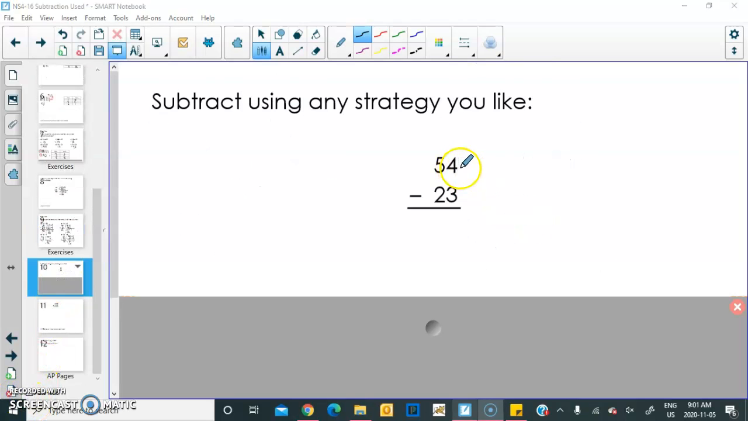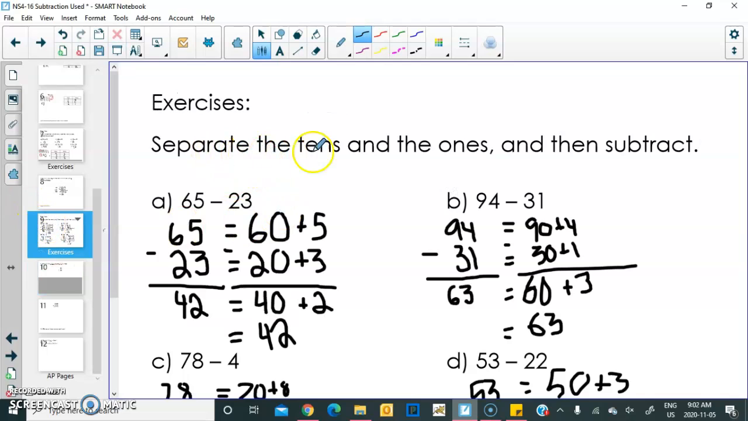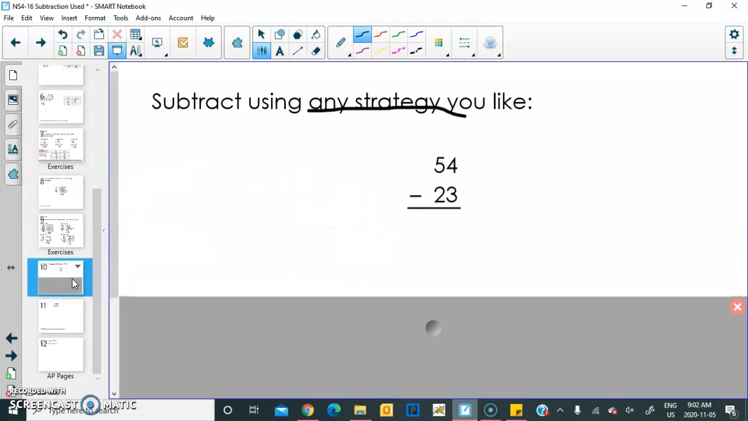Okay, now we're going to subtract 54 minus 23. But I want you to use any strategy you like that we worked on in this lesson. So you can either draw a base 10 model and use the tens and ones table, or you can do what we just worked on by separating the tens and ones, okay? So I want you to use either of those strategies to solve this question, 54 minus 23. So I want you to pause the screen and do that right now, please.